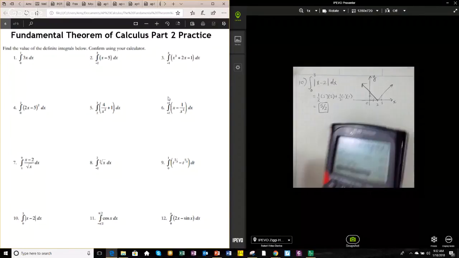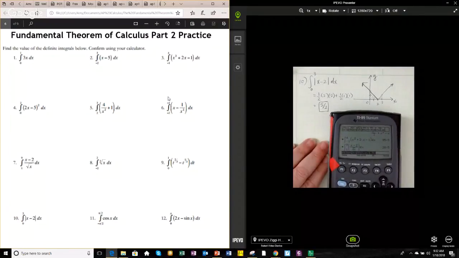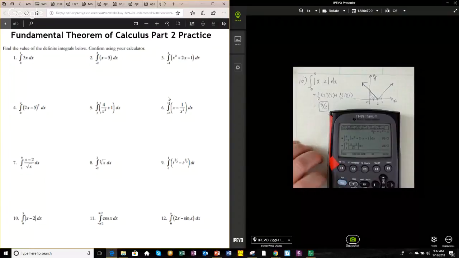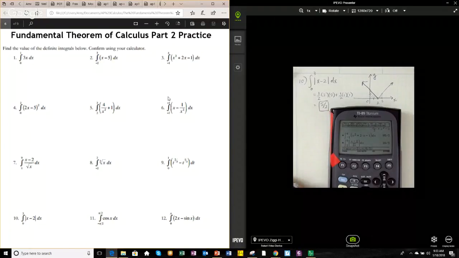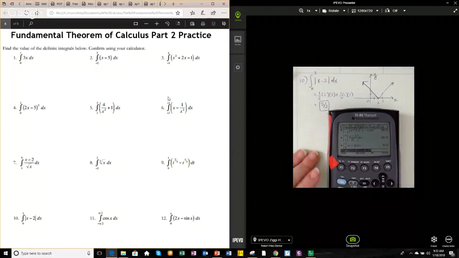And we can prove it to ourselves. Remember, we're using our fancy dancy calculator, and we can go second integrate, and I'm going to use the absolute value here. And how do we do that? We go alpha A, alpha B, alpha S, which is above the number 3, parentheses x minus 2, close parentheses on the absolute value, comma x, comma 0, comma 3, close parentheses. And we get 5/2.